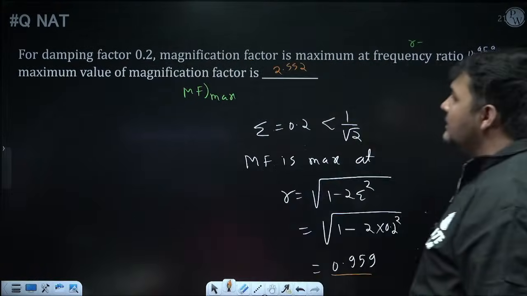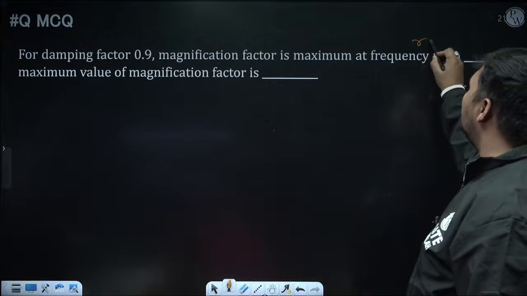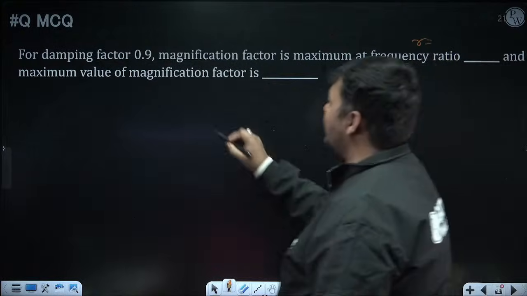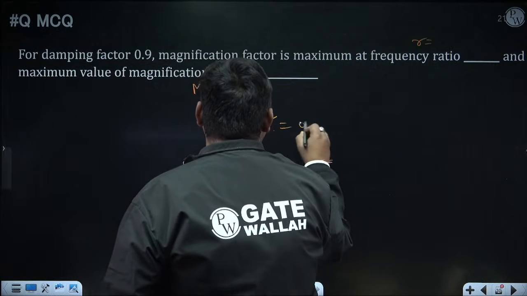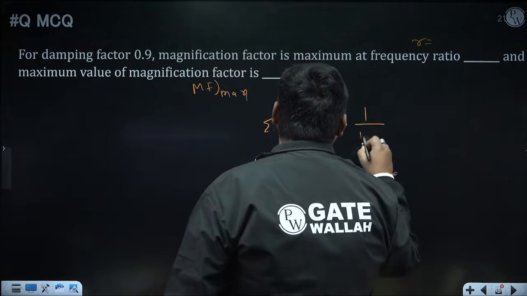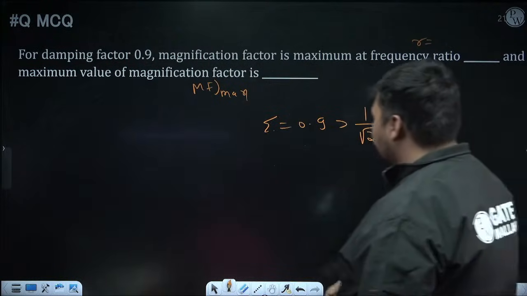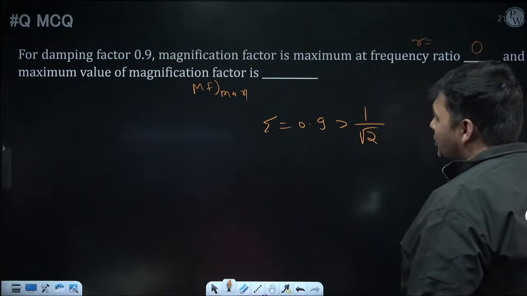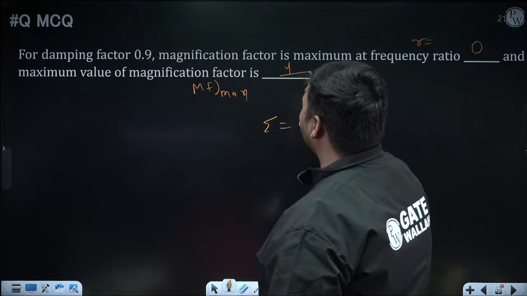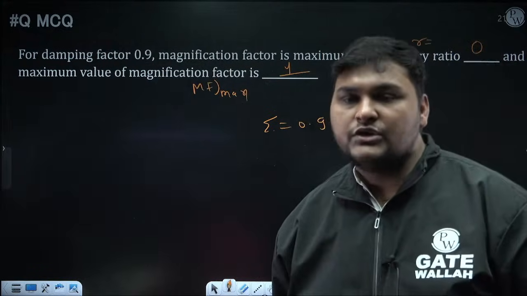Okay. Similarly, next question. For damping factor 0.9, the maximum value of MF at R equal to, and the maximum value of MF is. So see, here, na, zeta equal to 0.9 is given, and you can see this is greater than 1 by root 2, because 1 by root 2 is 0.707. And if zeta is greater than 1 by root 2, we know MF will always be max at R equal to 0, and the maximum value of MF is 1. No calculation is required. That's it. So this is the answer for this question.